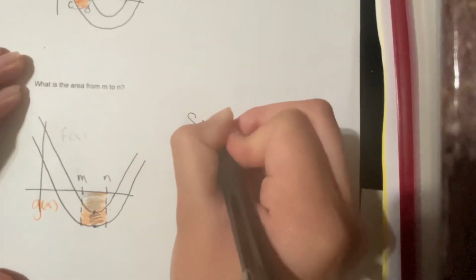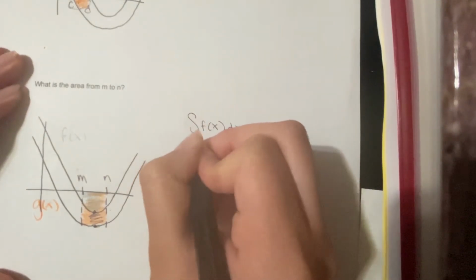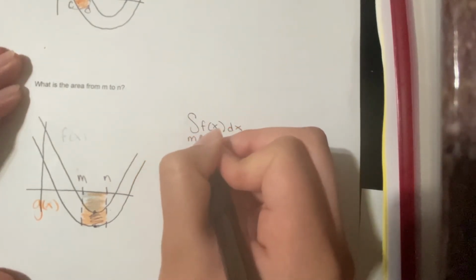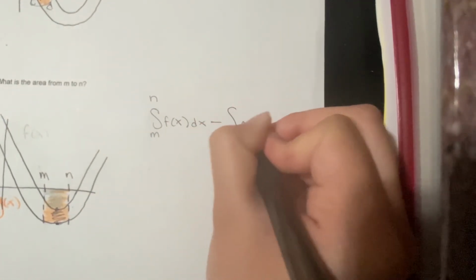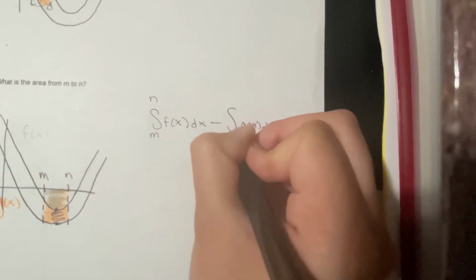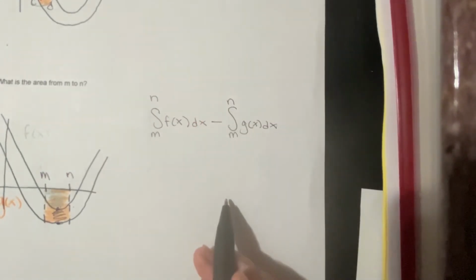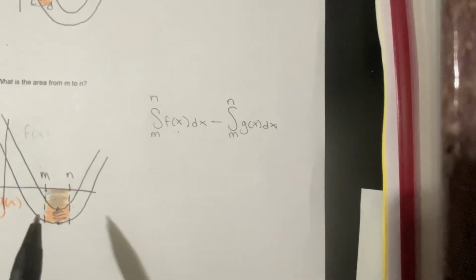And the area we don't want is f of x's area. Now if f of x's area and g of x's area both include the area that we don't want, how do we get rid of it? Let's try using the equation that we've used in previous problems, see if it works for this scenario also. All right, so antiderivative of f of x dx from M to N minus antiderivative of g of x dx from M to N. And again, to clarify, this also means area.